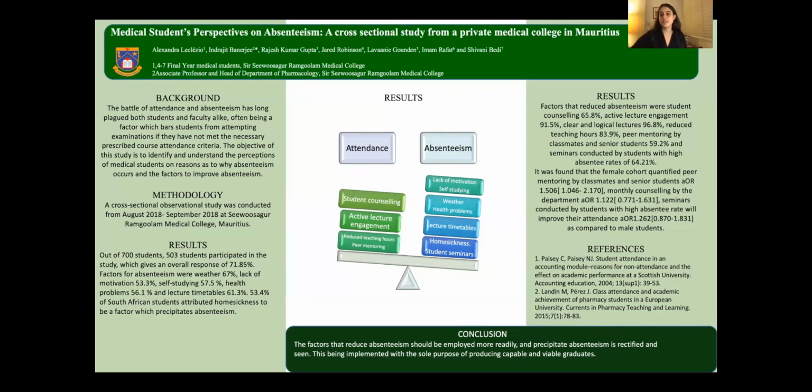Factors that reduced absenteeism, however, were student counselling, active lecture engagement, clear and logical lectures, reduced teaching hours, and peer monitoring by classmates and senior students, especially the female cohort, who were bound to improve their attendance through peer mentoring by classmates and senior students. The conclusion is that the factors that reduce absenteeism should be employed more readily, and the factors that precipitate absenteeism should be rectified. This is to be implemented with the sole purpose of producing capable and viable graduates.